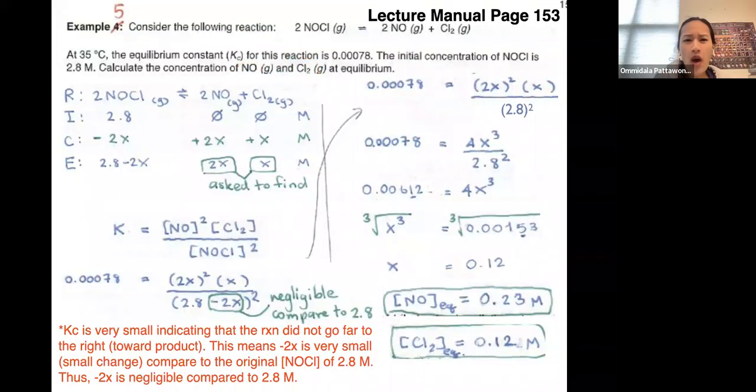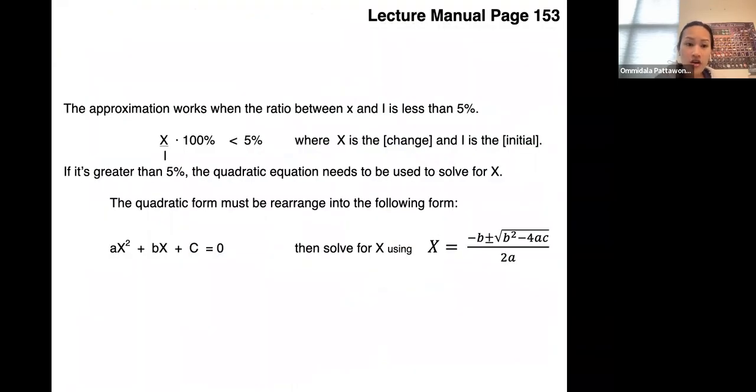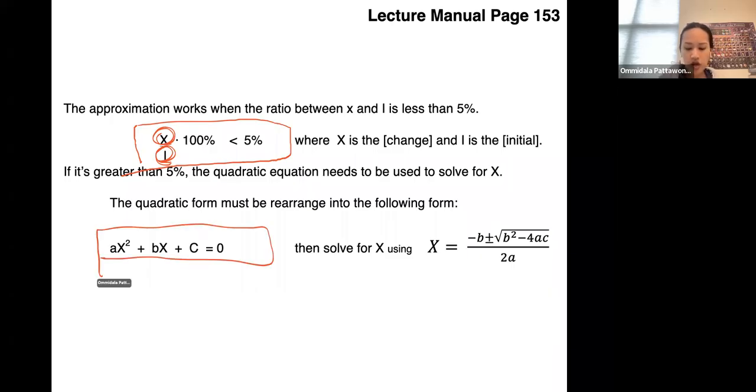So you might ask me, when can I ignore the change in comparison to the initial concentration? The answer is when you observe that the Kc is a lot less than 1. Okay, if you are not sure, you can also use this approximation to help you as well. So x is the change, I is the initial concentration. You divide the change value that you calculate by the initial value, times 100. If it's less than 5%, we can assume that the change is going to be negligible in comparison to the initial concentration. If not, if it comes out greater than 5, then you are going to use the quadratic equation to solve for x.